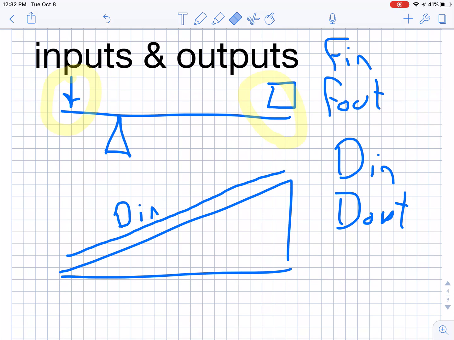So output, remember I said the result. What's the resulting distance in this ramp? Well, that would be this side, and however tall this ramp is, that would be my Dout. Again, each machine has different inputs and outputs, but input and output always mean the same thing. Again, I want you to focus on where is the action or the effort happening, and then what is the result of that machine.